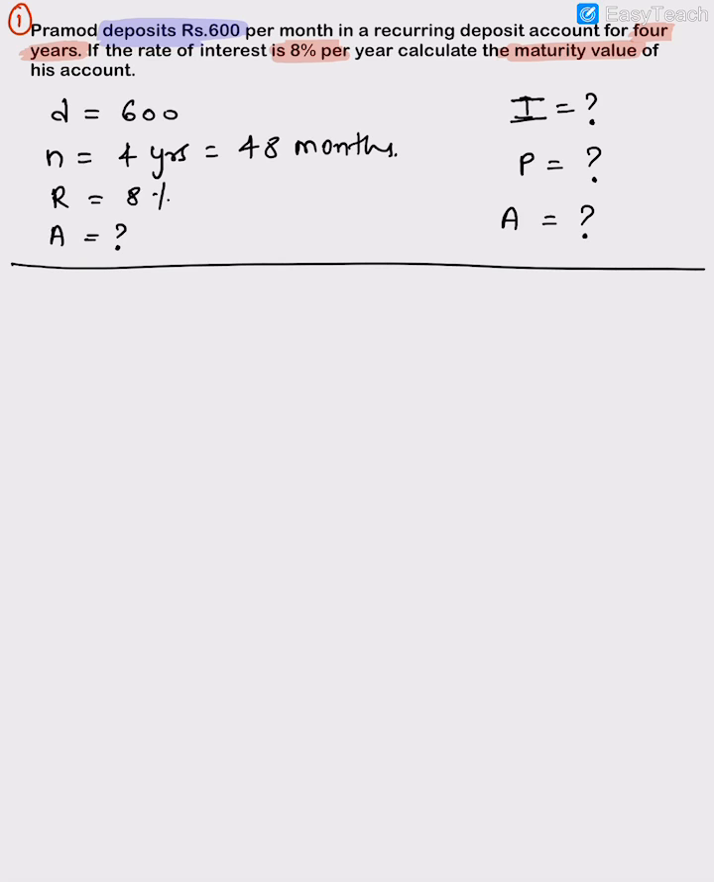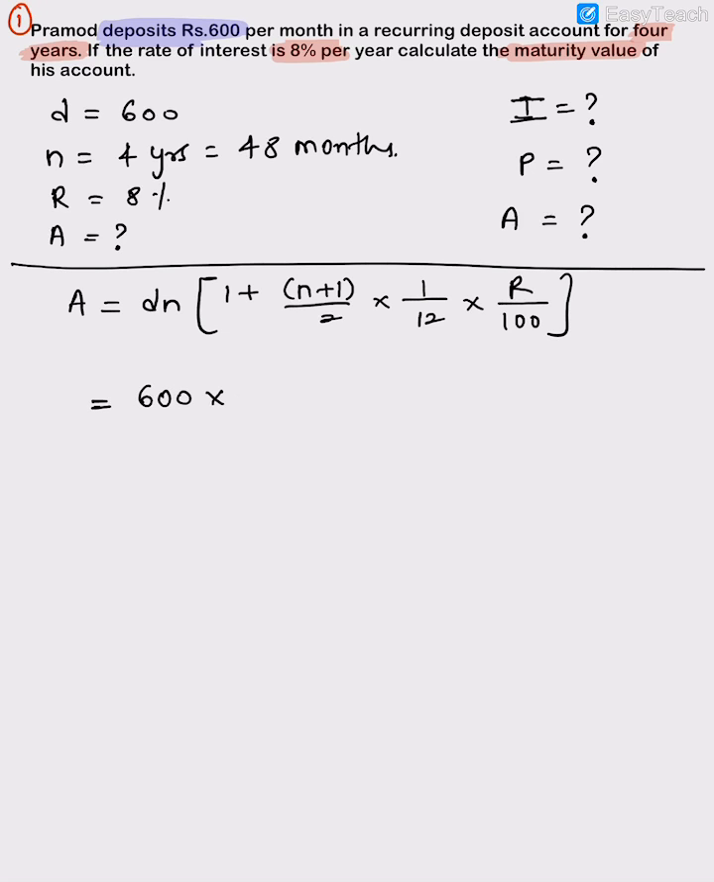So first let's write the formula: amount is equal to dn in brackets 1 plus (n plus 1)/2 into 1/12 into r upon 100. Now let's substitute here. So dn, what is d here? 600. What are the number of months? 48, in brackets 1 plus 49 upon 2 into 1/12 into r upon 100.